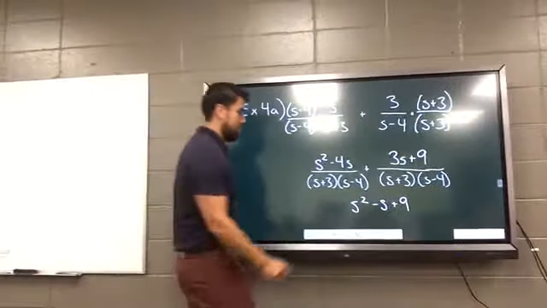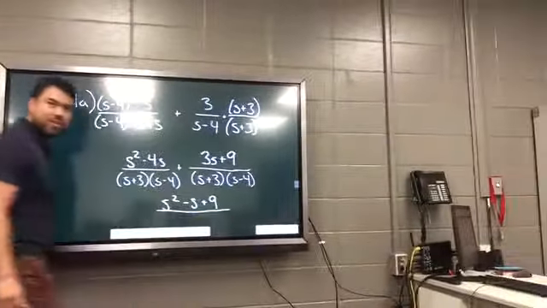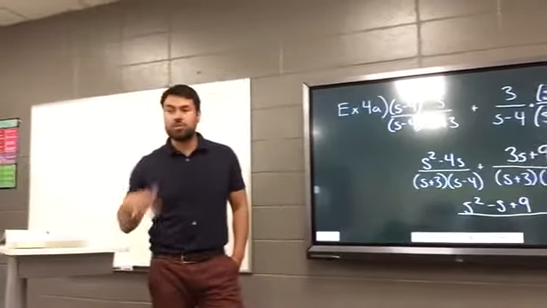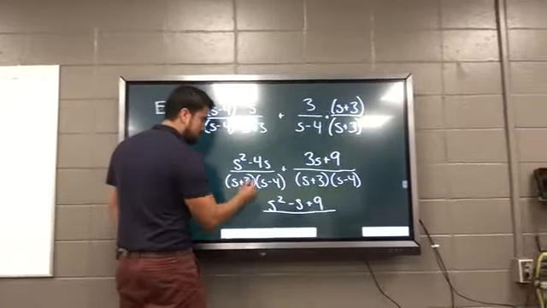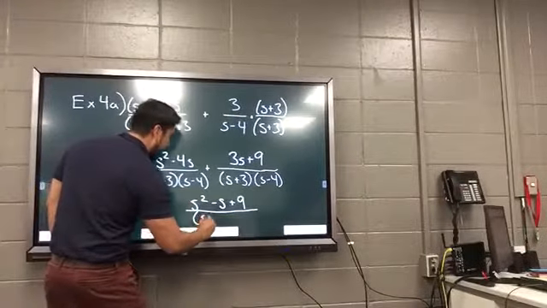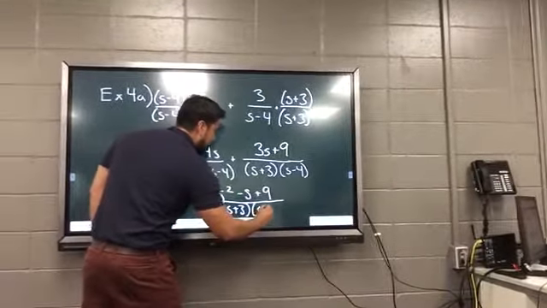This is strange and weird. It is. It's harder. It's more complicated because the expressions are more complicated. And what was the denominator? Yeah, just say S plus 3 times S minus 4.